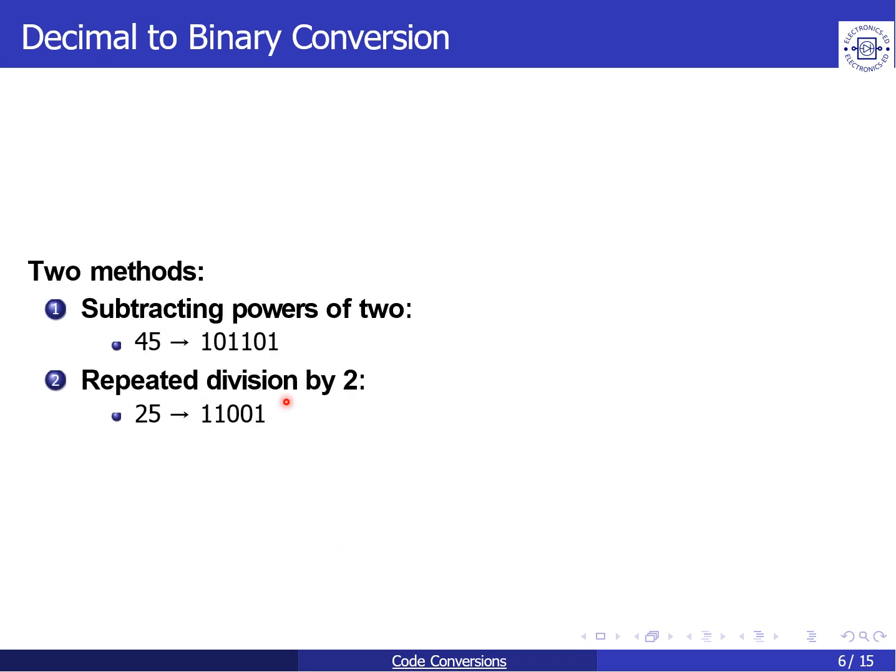To convert from decimal to binary, there are 2 common methods. First, you can subtract powers of 2 in order. For example, to convert 45 to binary, you repeatedly subtract the largest power of 2 possible, ending up with 101101. The other method is repeated division by 2. Take 25, divide by 2 and note the remainder each time. When you finish, writing the remainders in reverse order gives you 11001.